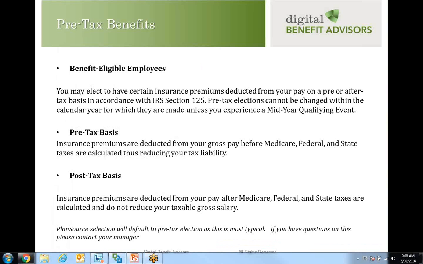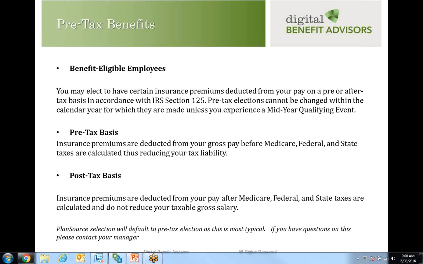We're going to talk about pre-tax benefits for a second. The IRS has the Section 125 where your premiums are deducted from your pay on a pre- or after-tax basis. So pre-tax elections cannot be changed within the calendar year for which they are made unless you experience a mid-year qualifying event. This is where the insurance premiums are deducted from your gross pay before Medicare, federal, and state taxes are calculated, so it reduces your overall tax liability.